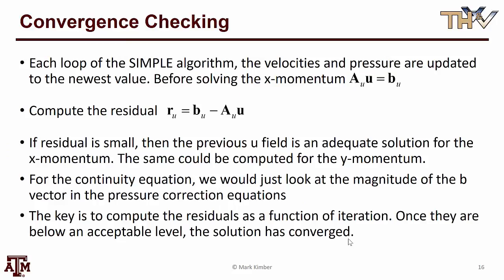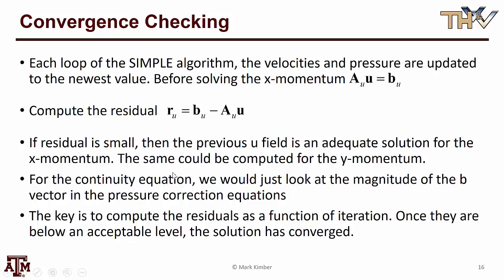So when we want to kick out of the SIMPLE algorithm, we want to look at each loop. The velocities and pressures are updated to their new values, and then before solving the x momentum equation here, which is this matrix, we will first compute the residual, and we will evaluate that to see if it's small enough, and if it is, we'll kick ourselves out of the loop. We can do the same thing for the y momentum. For the continuity equation, all we need to do is look at the magnitude of that b vector in the pressure correction equations.